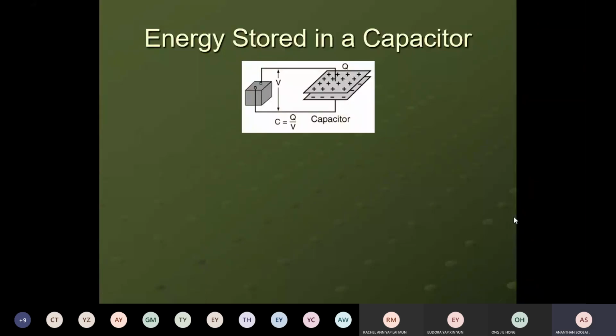Next, what we're going to talk about is energy stored in a capacitor. Of course, energy is stored in the capacitor due to the charges being separated. One year they asked what causes the capacitor to store energy. The answer is that the energy is stored by doing work to separate the charges. The work done to separate the charges is stored as energy.